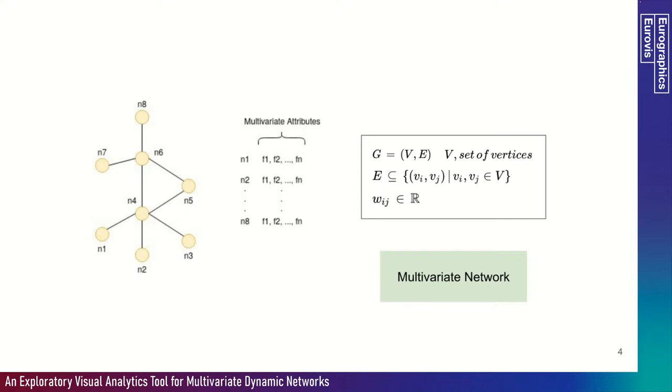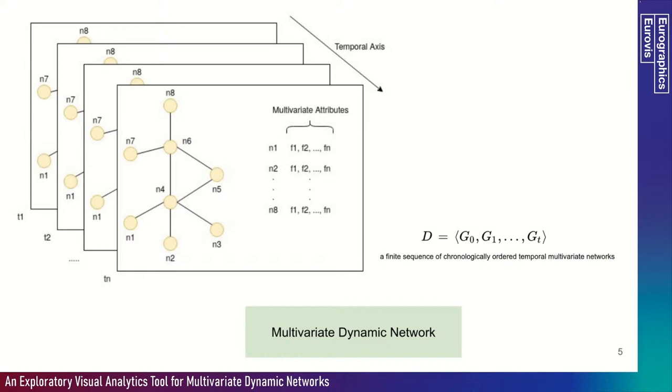In a multivariate network, nodes and edges possess a finite set of attributes. These attributes can be of any data type, and they are domain specific as well. In reality, a network may not be static. The network topology may vary along the temporal axis, in the sense that new nodes and edges may occur while existing ones disappear. Moreover, the set of attributes may alter as well.